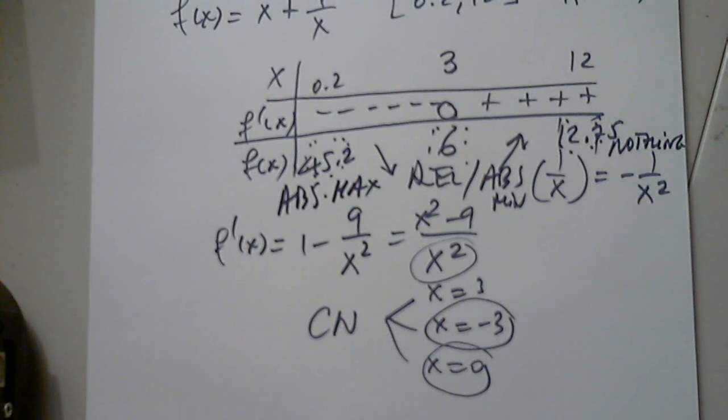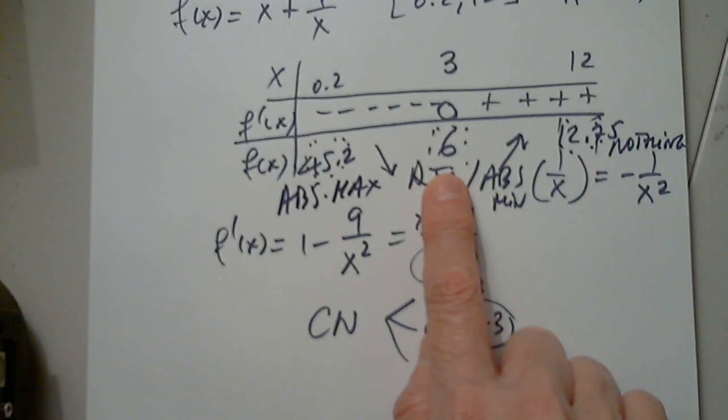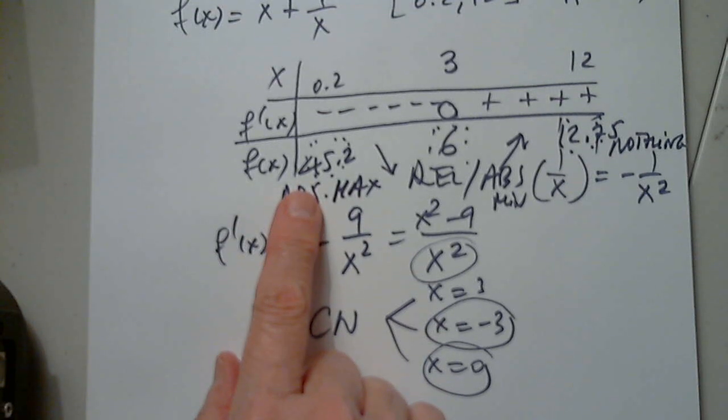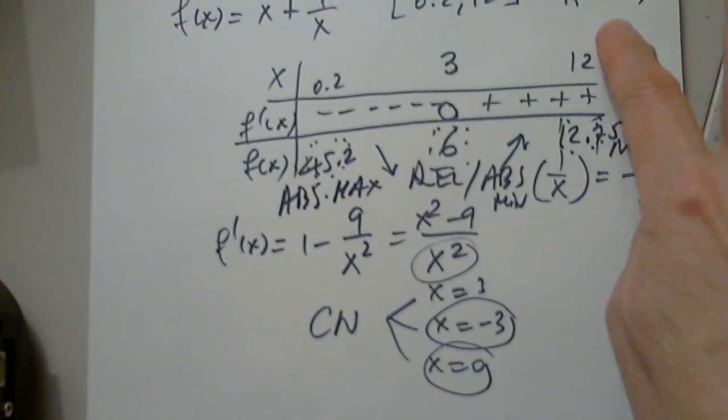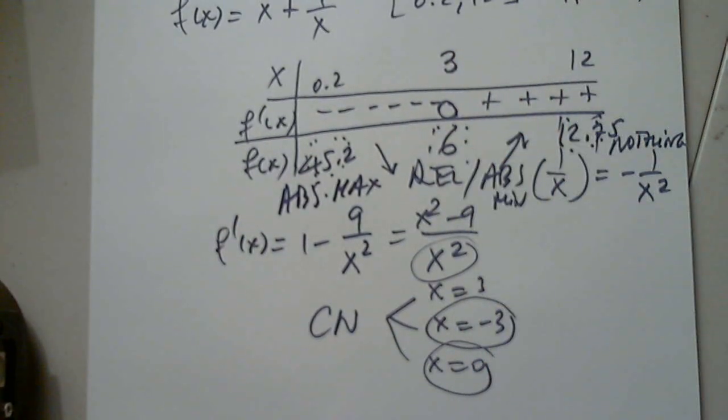Why is it nothing? It's because it cannot be relative at the end point of the interval. And it cannot be absolute minimum because there is one smaller than it. It cannot be absolute maximum because there is one larger than it. So 12, 12.75 is nothing. 3, 6 is the relative and absolute minimum. And 0.2, 45.2 is only the absolute max. It cannot be relative at the end point of the interval.